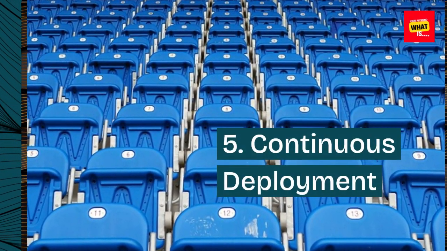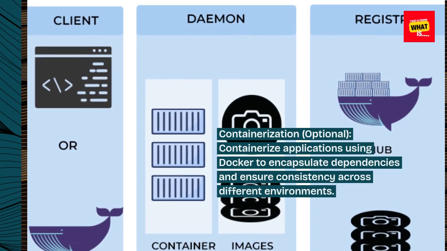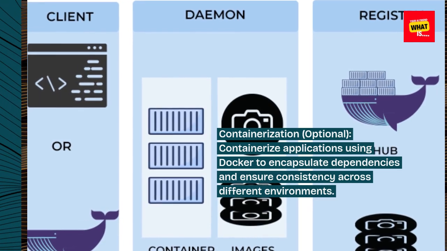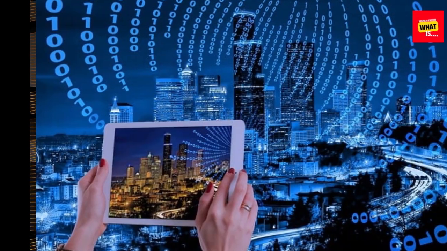UI, end-to-end tests. Include automated UI or end-to-end tests, e.g., using Selenium, to validate application functionality from a user perspective. 5. Continuous deployment. Containerization. Optional. Containerize applications using Docker to encapsulate dependencies and ensure consistency across different environments.